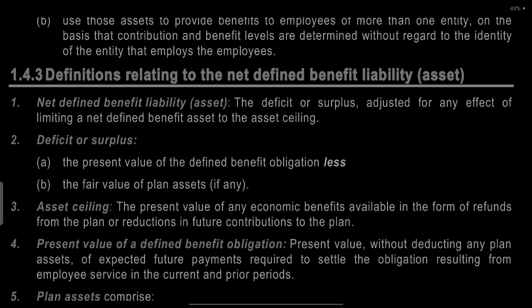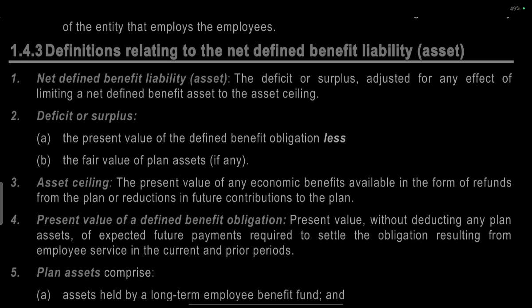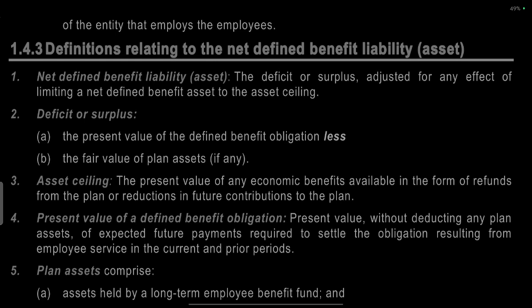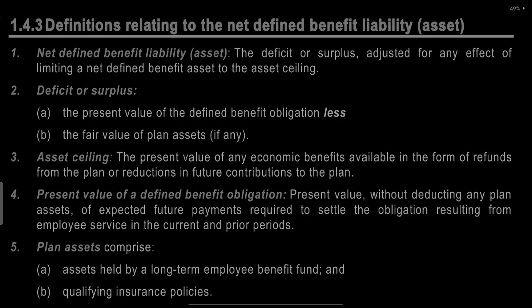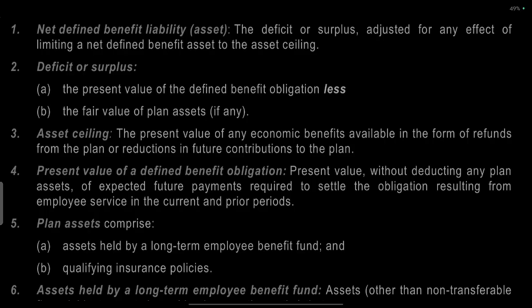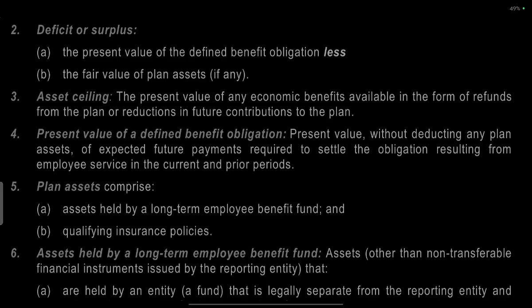Definition relating to the net defined benefit liability or asset. The net defined benefit liability is the deficit or surplus adjusted for any effect of limiting a net defined benefit asset to the asset ceiling. Deficit and surplus: the present value of the defined benefit obligation less the fair value of plan assets, if any. Asset ceiling: the present value of the economic benefit available in the form of refunds from the plan or reductions in future contributions to the plan.